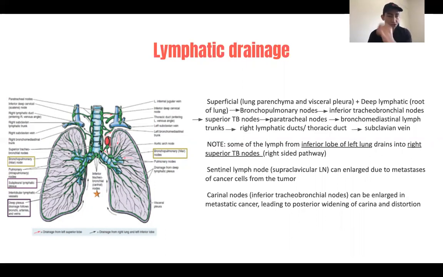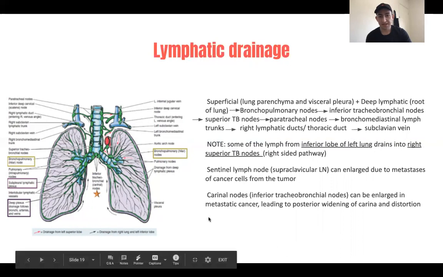A very common question you might get is someone on bronchoscopy has a blunted bronchial angle. What does this mean? A blunted bronchial angle just means that there is something which has infiltrated these lymph nodes, causing the angle to not be as sharp. This can be either a malignancy or an infection, but it's definitely something worth investigating further.